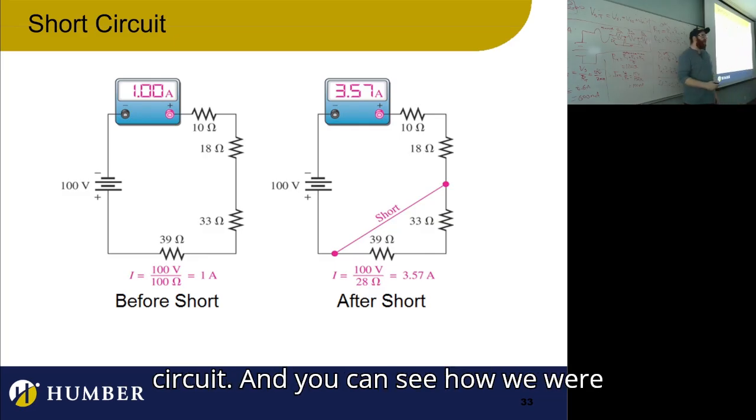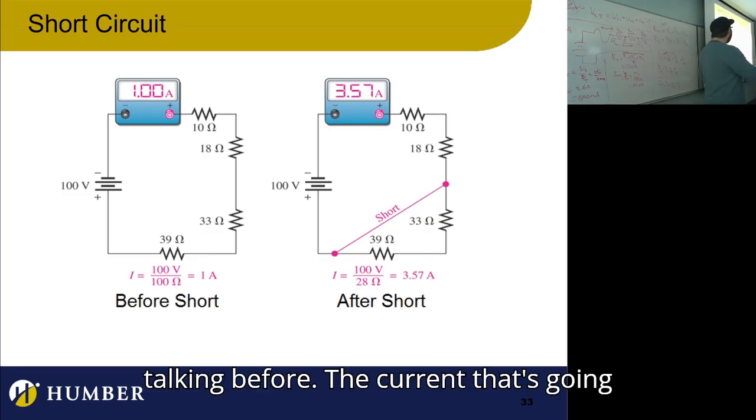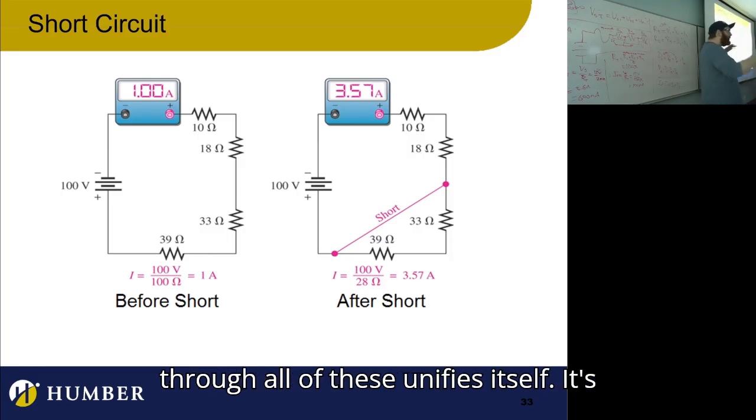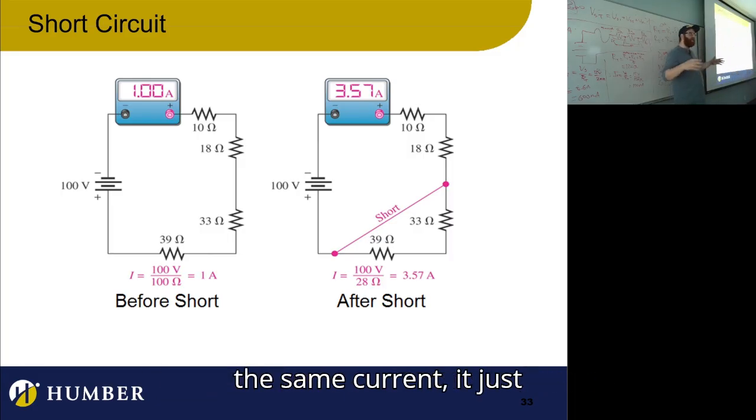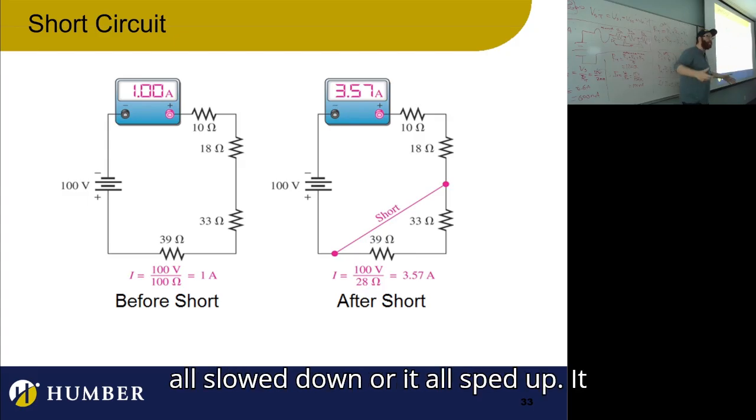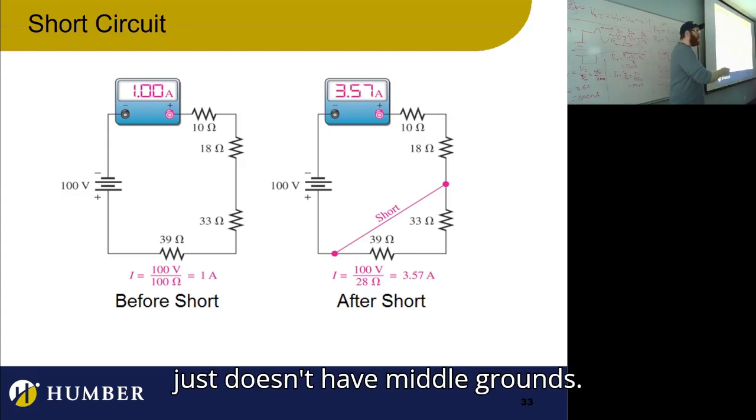And you can see how we were talking before. The current that's going through all of these unifies itself. It's the same current. It just all slowed down, or it all sped up. It just doesn't have middle grounds.